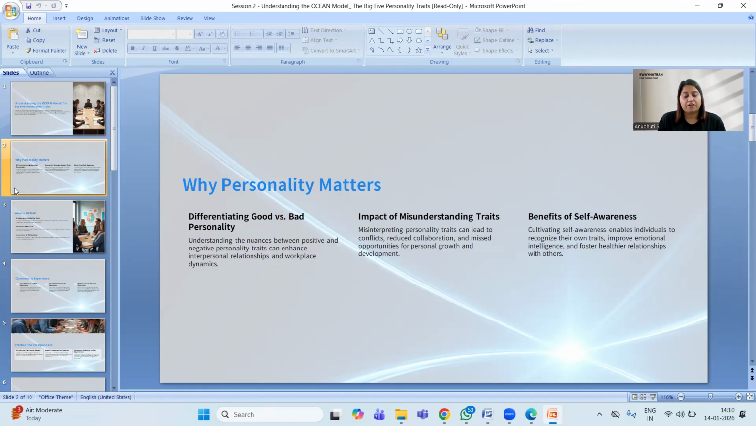And these things would help you to stay aware of your own traits as well, where you can stay and pause and not overlap on certain things which might not be helpful for you. So, cultivating self awareness enables individuals to recognize their own traits, improve emotional intelligence, and foster healthier relationships with others.